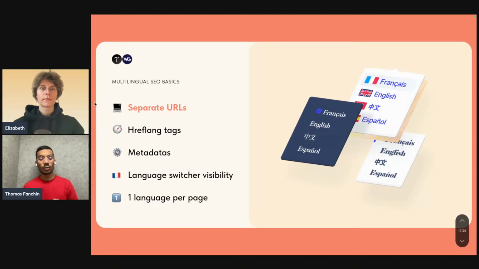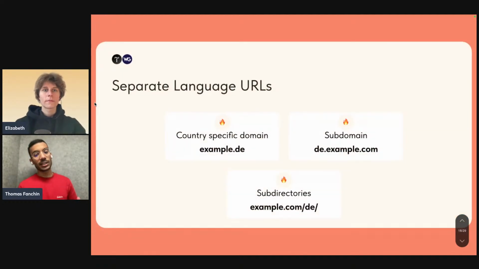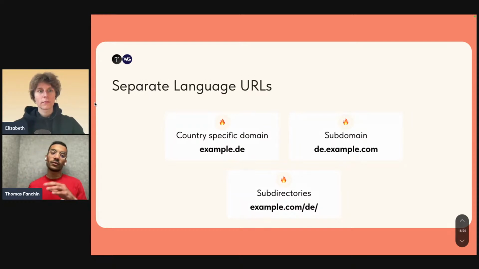So if we go on the first slide, the most important thing if you want to have your page properly indexed is to have unique and dedicated URLs. Now you have various ways. You have country-specific domains, we spoke about it before, example.de, subdomain de.example.com, or subdirectories, so /de. All of these different URL structures have their own pros and cons. And what matters the most, if you look at the best practices, is to have unique and dedicated URLs. As long as you have that, your website will be properly indexed.